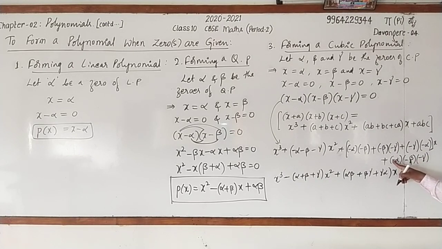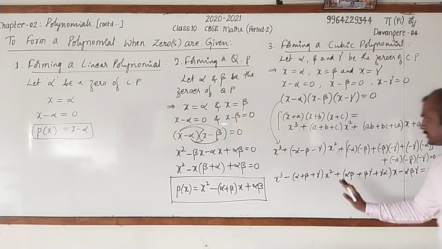Multiply the minus signs. Minus into minus, plus. Plus into minus, minus. Minus into plus, minus. So there are an odd number of minus signs, hence you will get minus alpha into beta into gamma. Got it? Which is equal to 0.